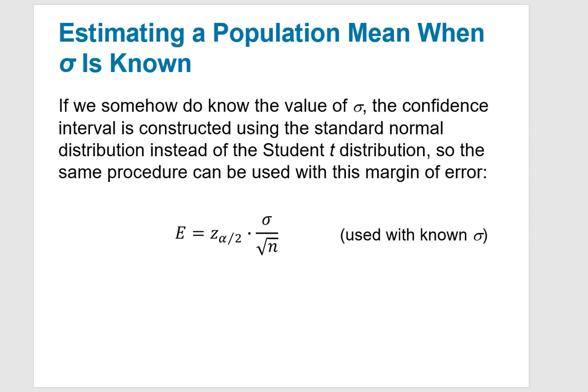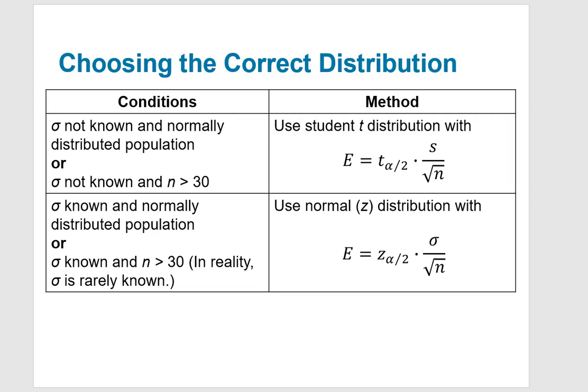So here's a nice little chart to help you figure this out. If it's not known, and that's the important thing, and it's a normal distribution, or it's not known and your sample size is greater than 30, same thing, you're going to use that t-value. But if it is known, and this is the important thing, use the z.